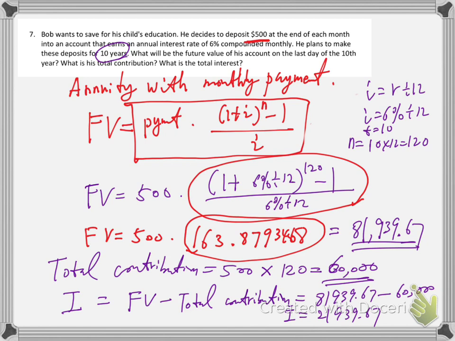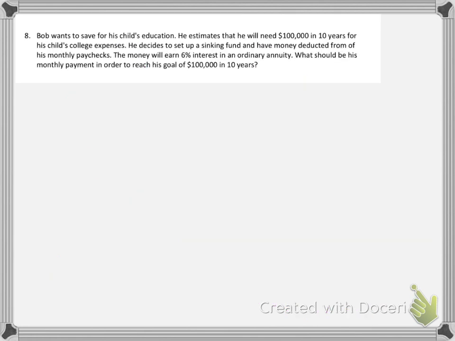So if you know the principal, you use the principal formula. If you know the payment, you use the payment formula, right? That is number 7. Now what is number 8? Number 8 is the other way.